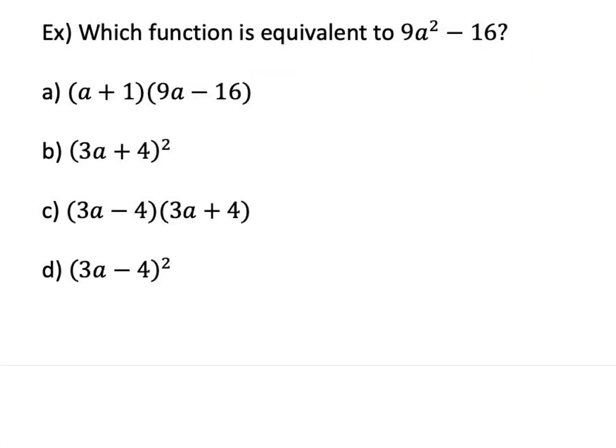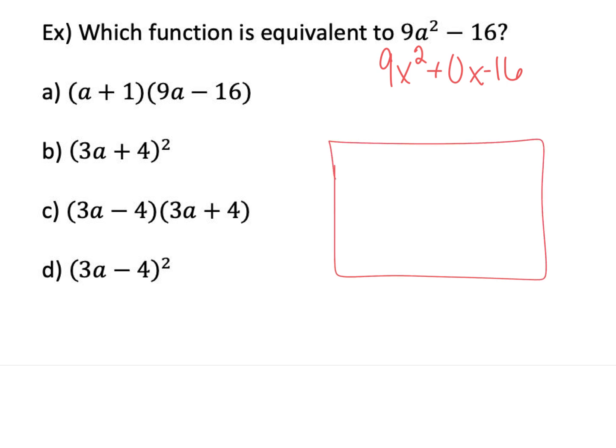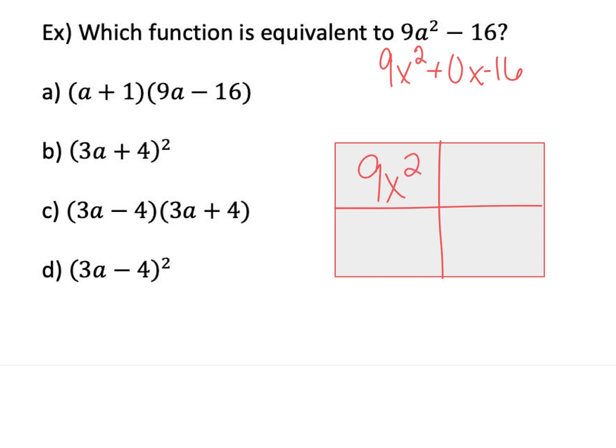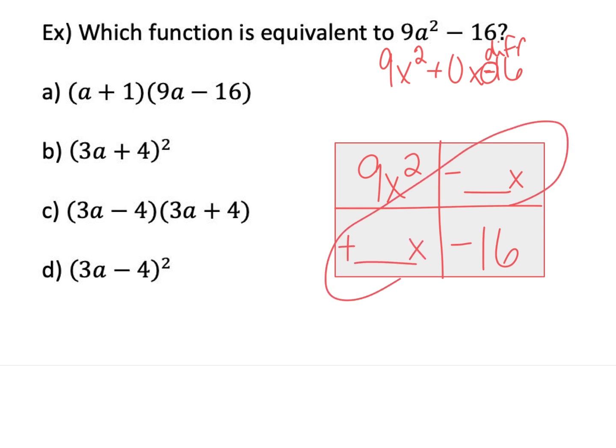There is no GCF on this, and we are missing a number. So what do we put when we're missing a number? 0. We're putting a 0. So we need things to cancel out. Here is our box. Set it up. 9x squared. Minus, if it's a minus 16 from my C, are my signs the same or different? They are different, and we want them to cancel. Something minus x and a positive x. These need to become a 0.